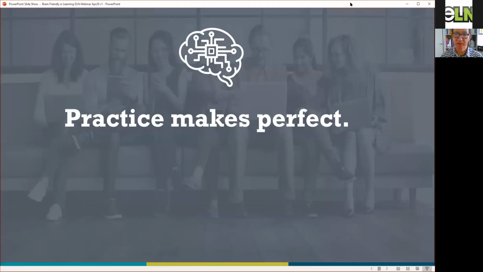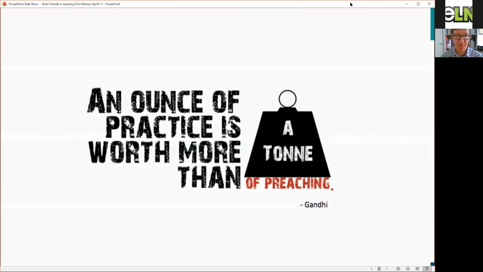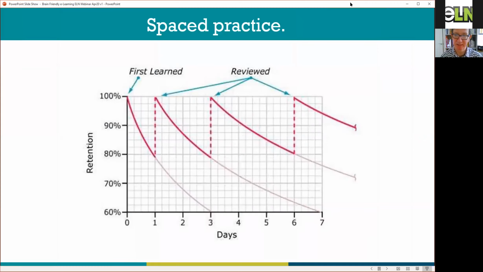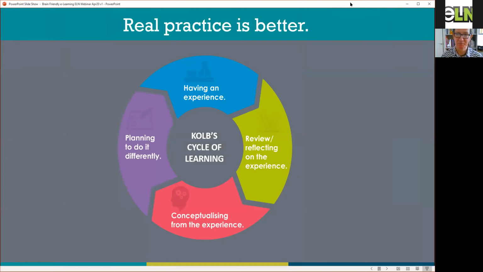Okay, so the final point is practice makes perfect. I love this quote from Gandhi: "An ounce of practice is worth more than a ton of preaching." I'm definitely a big believer in that. Not spaced practice though. I think spaced practice has a role if you're learning a new language. Then I think Duolingo and its approach is really solid. So spaced practice has a role to play for certain low levels of learning, but I wouldn't try and teach people to be project managers using it. Real practice is much better.